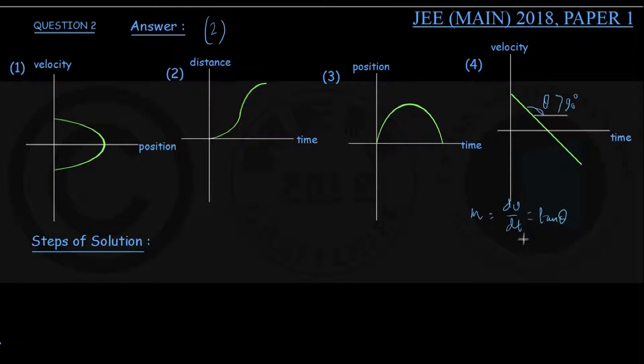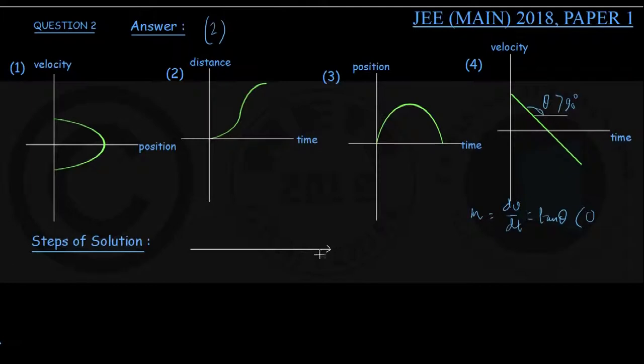Now, theta being an obtuse angle, tan theta is negative, and you conclude that this is the case of a body or a particle moving in a straight line with a constant negative acceleration, or that is constant deceleration. See if you can show the motion quickly here.